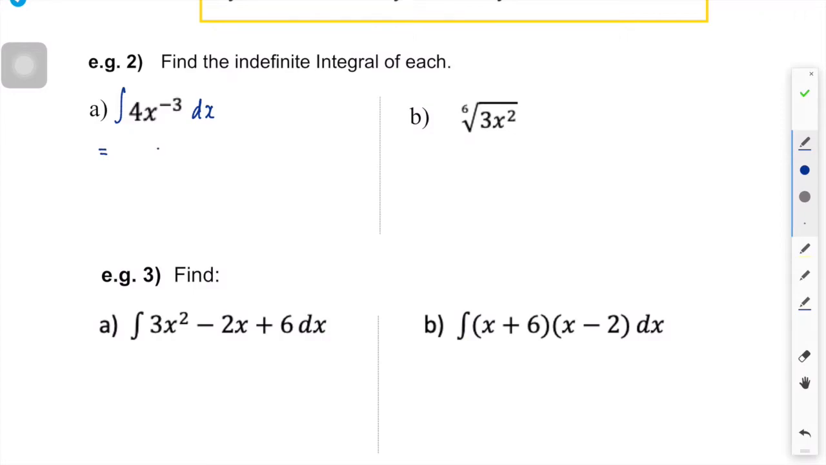x to the power of -3 plus 1, so now it's -2. I'm keeping that 4 as the multiplier, but now I have to divide by the same exponent, plus c. This simplifies into -2 over x squared plus c.